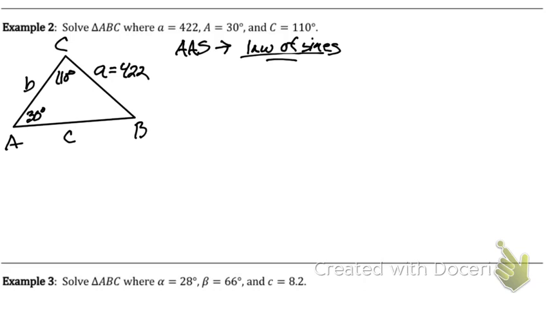Well, right off the bat, I'm going to say 30 and 110. That means I'm going to find my angle B right off the bat. So B is going to equal, well, 110 plus 30 is 140, so B must be 40 degrees. That should be a money in the bank point, that you just have to go 180 minus those two other angles. All right, so I'm missing side B. I'm missing side C. Well, let's find B right off the bat.